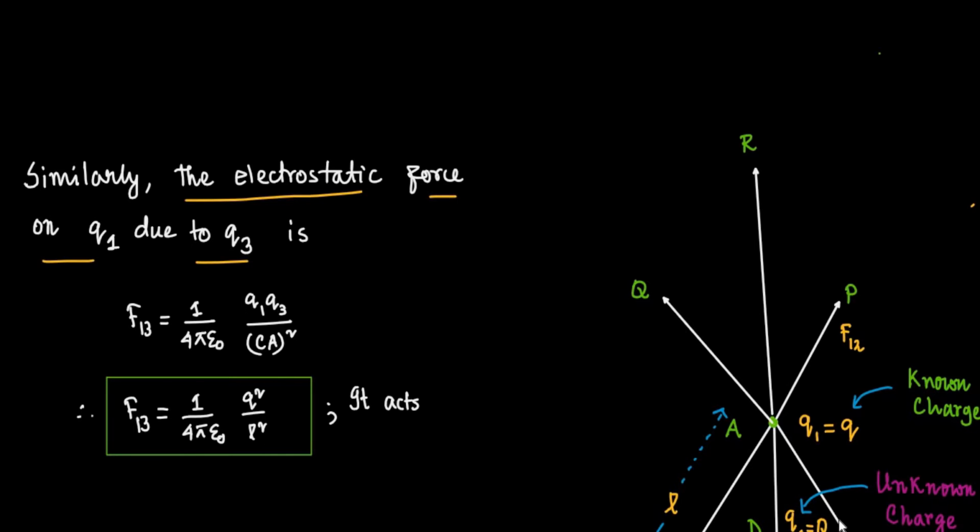This is the electrostatic force experienced by Q1 due to Q3, and this force acts away with respect to the known charge Q3 equal Q, along AQ. AQ is the direction along which this force F13 acts.